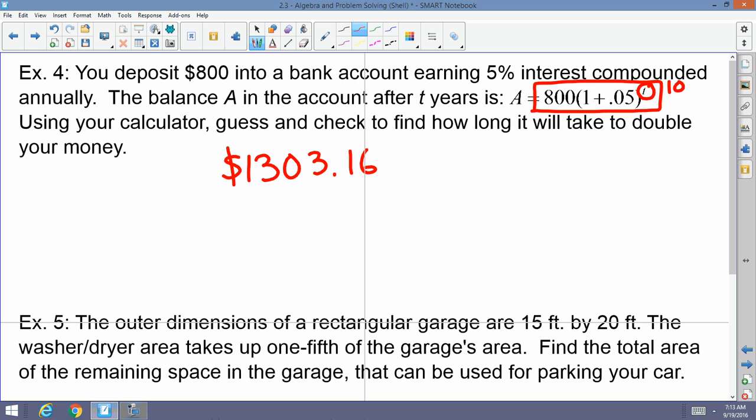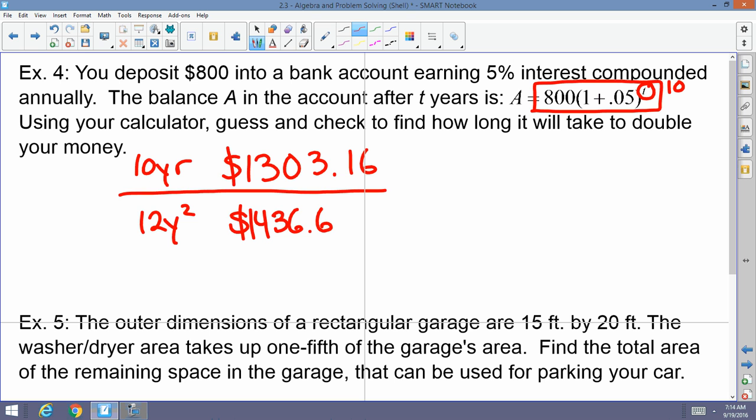It's not quite double. We've got to go a little bit higher. So 10 years was there. Okay, let's try it again, but with, let's say, 12 years. Let's check on that one. So again, 800 times parentheses, 1 plus 0.05, close the parentheses, raise it to the 12th power, and we're going to get 1436.69. Yeah, that's not going to work either. Let's go a little higher.